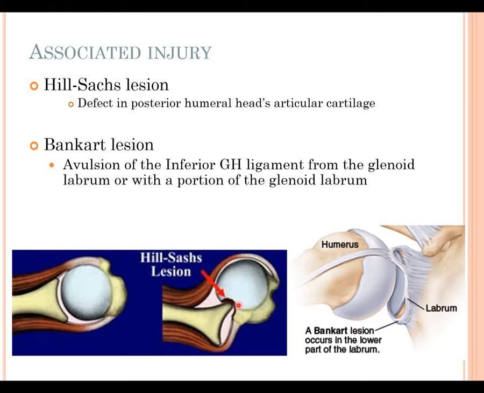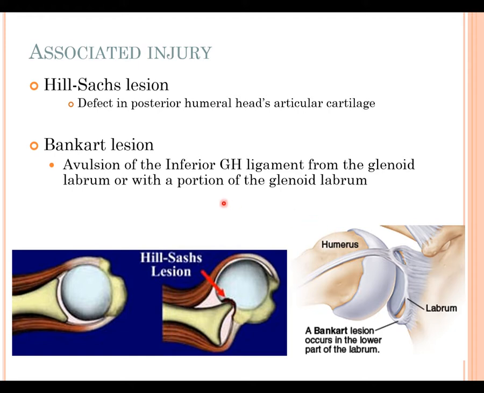You have articular cartilage along the entire humeral head, and now it's being driven into the glenoid fossa, which is kind of pointy. So you have a round humeral head getting driven into the pointy part of the glenoid fossa, and that's where we get that Hill-Sachs lesion. It's a defect in the posterior humeral head's articular cartilage. So with the anterior dislocation, the posterior part of the humerus is getting driven into the glenoid fossa, causing that articular cartilage lesion. The next one is a Bankart lesion.